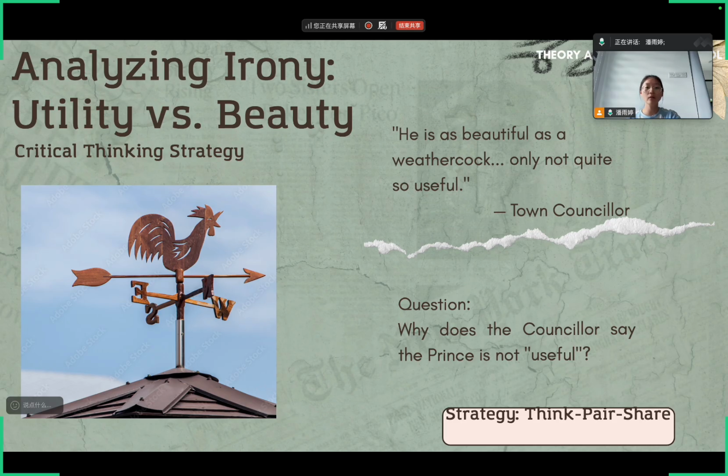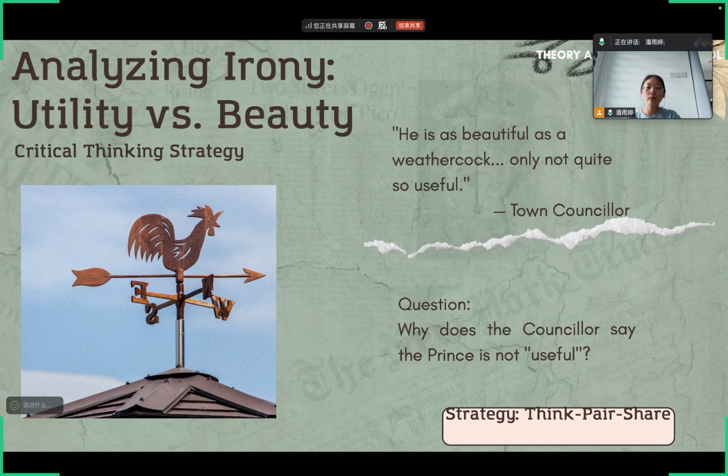If they are struggling, I would provide further scaffolding, perhaps by asking, "What does the weathercock do? Does a statue do any work?" This guides them back to the answer without giving it to them directly.